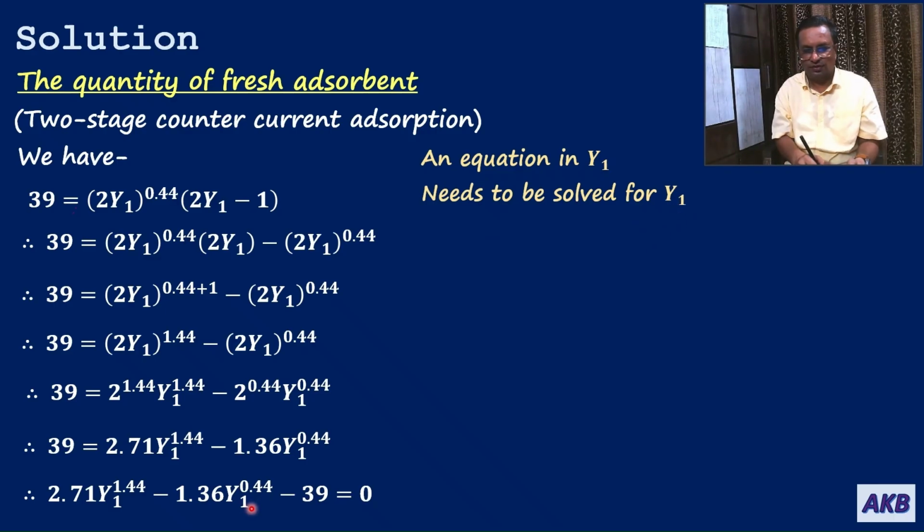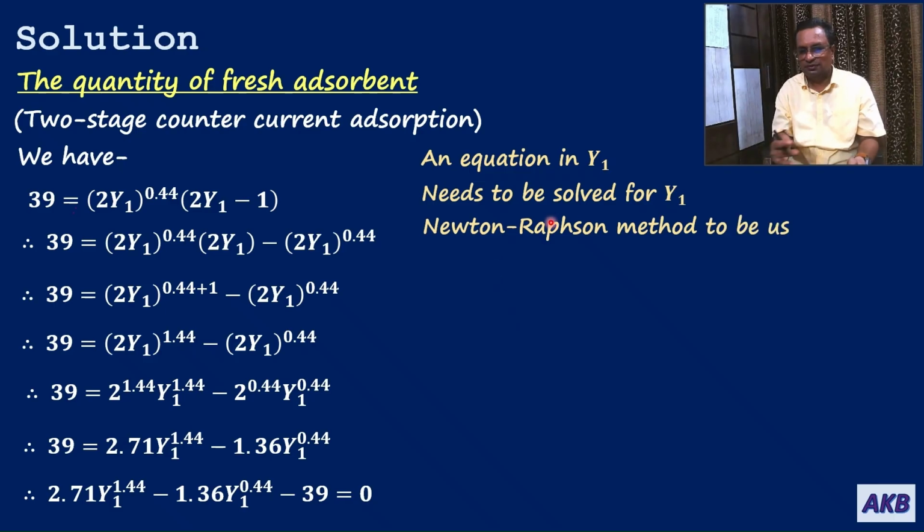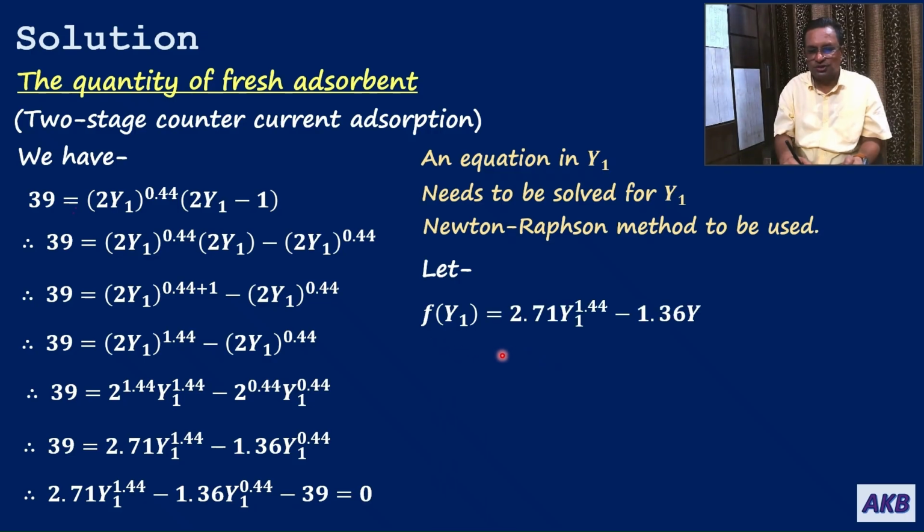If you have to get Y1, we will have to solve it. You can use any method to solve this equation. In my discussion, I am going to use the Newton-Raphson method. For that, I am letting f of Y1 be this equation. So f of Y1 is equal to 2.71 into Y1 raised to 1.44 minus 1.36 into Y1 raised to 0.44 minus 39.